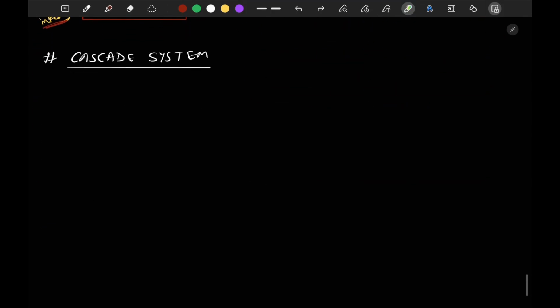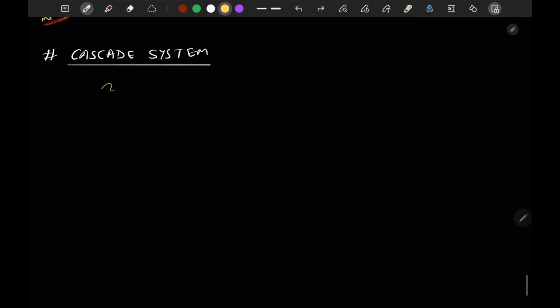In cascade refrigeration we use basically 2 refrigerators. The evaporator of one refrigerator acts as a condenser for another refrigerator. So let me draw the diagram first. So this is our condenser, let's say it is at T3, and it is connected to our compressor.